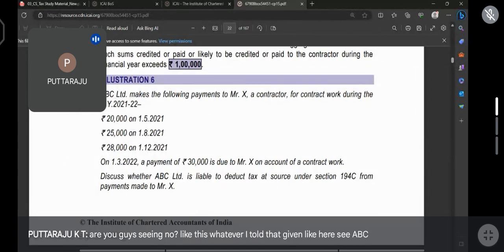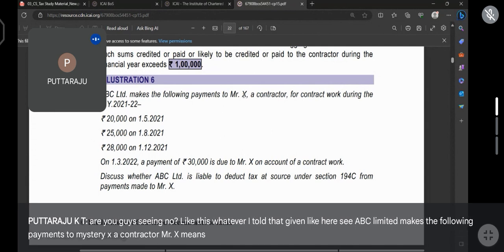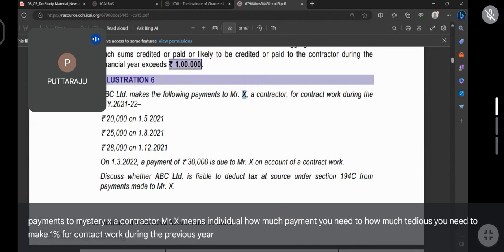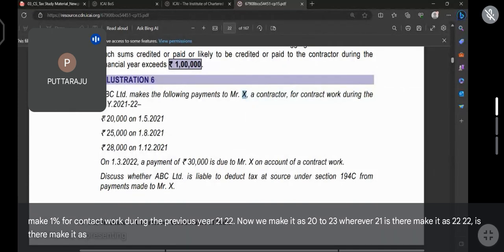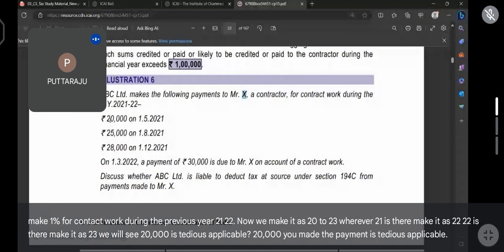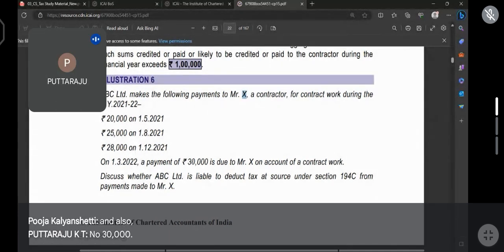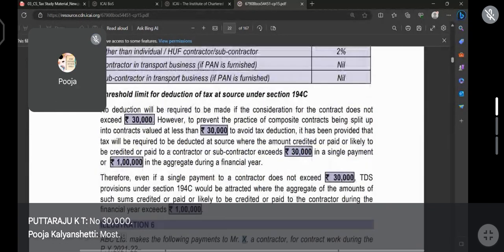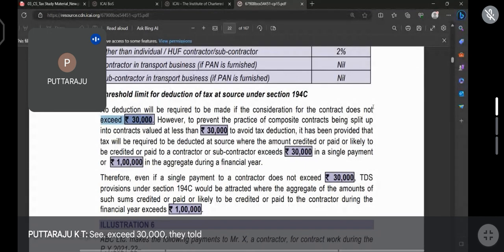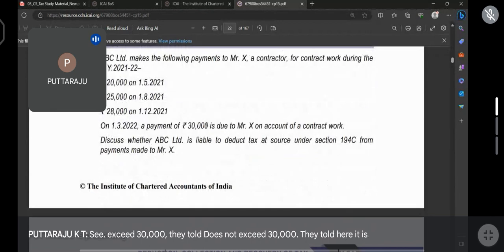See, ABC Limited makes the following payments to Mr. X, a contractor. Mr. X means individual. How much TDS do you need to deduct? 1%. For contract work during the previous year 21-22. Now we make it 22-23. Wherever 21 is there, make it 22; 22 is there, make it 23. We will see. 20,000 you made the payment. Is TDS applicable? No, sir. No. 25,000? No. 28,000? No. 30,000? See, they told exceed 30,000, not does not exceed. Here it is exactly 30,000, no TDS.